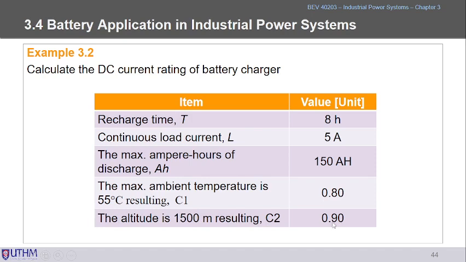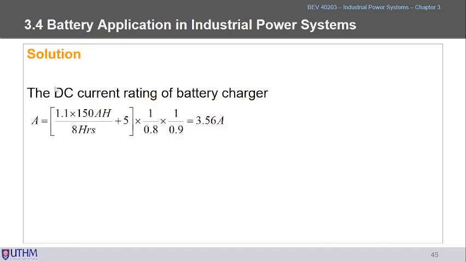C2 is 0.9. So with this data, we can simply calculate the current for the battery charger. It's 1.1 times 150 ampere hour divided by 8 hours plus the continuous current, with the temperature factor and the altitude factor as well. In this case, we only need 3.56 ampere for the charger current.